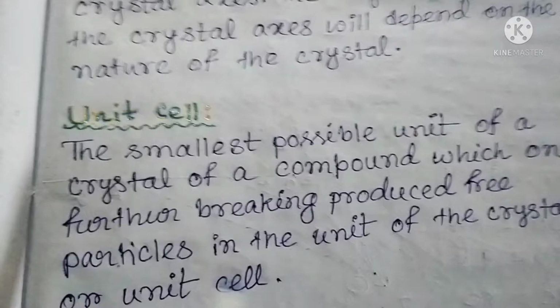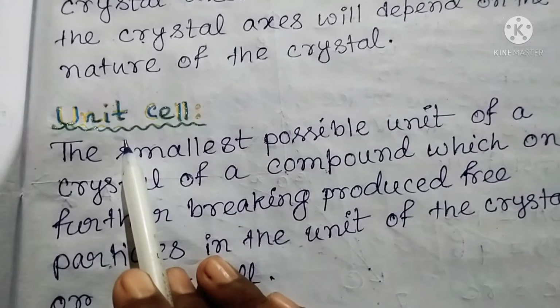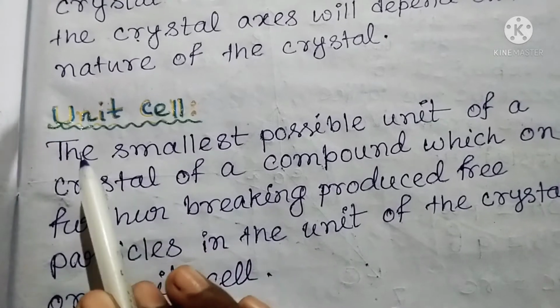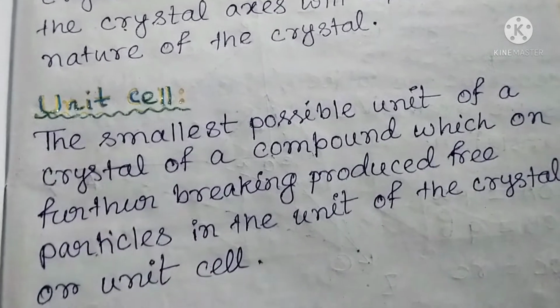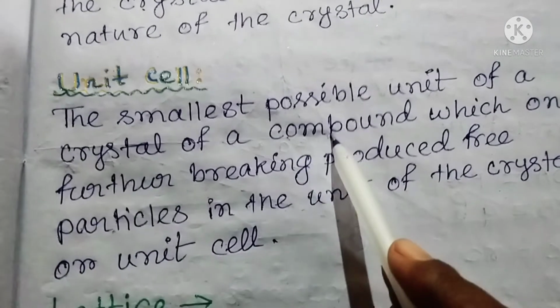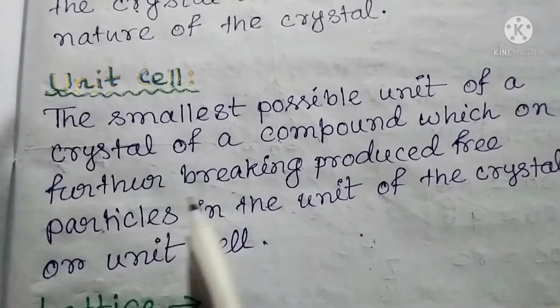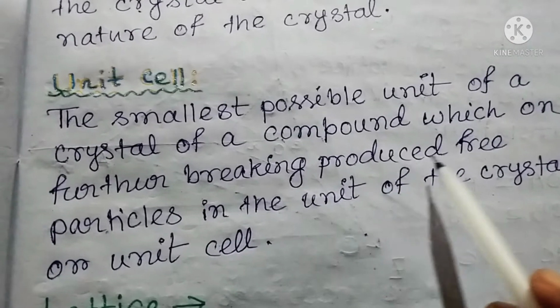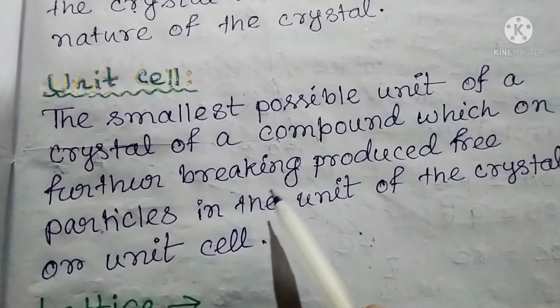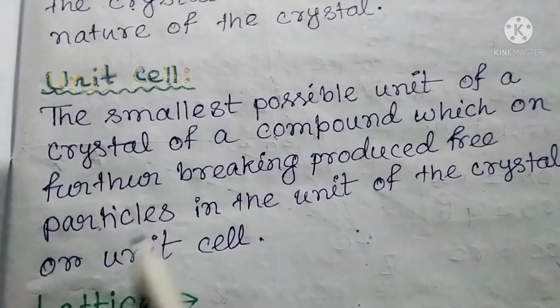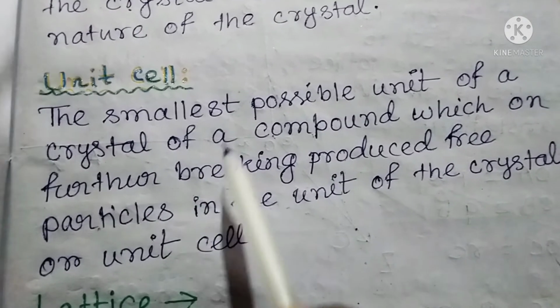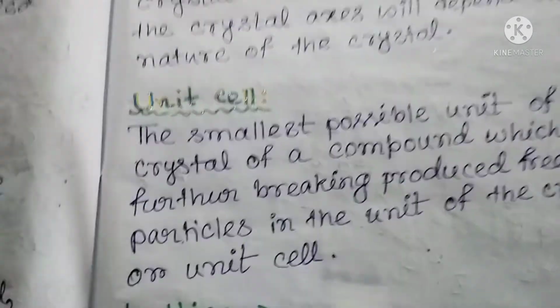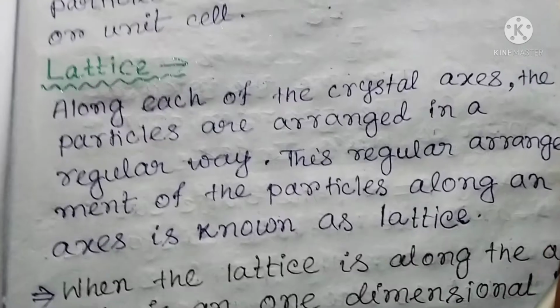Next, we see the unit cell. What is a unit cell? The smallest possible unit of a crystal of a compound, which on further breaking produces free particles, is the unit of the crystal, or unit cell. This is the unit cell.